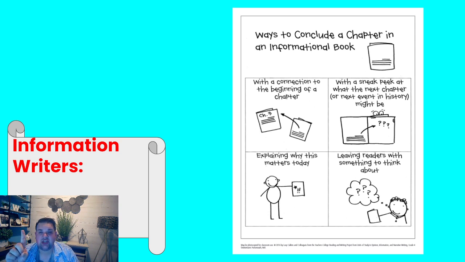So will you start with a connection to the beginning of the chapter? Will you start with or end with a sneak peek at what the next chapter or next event in history might be? Will you explain why this matters today? Or will you leave readers with something to think about? Your job is to pick one chapter today and create a conclusion. Once you've done that, you can work on finishing up your chapters. Remember, you need to have at least 3 chapters. If you get 4 or 5, that's awesome, but you need to have 3 chapters.